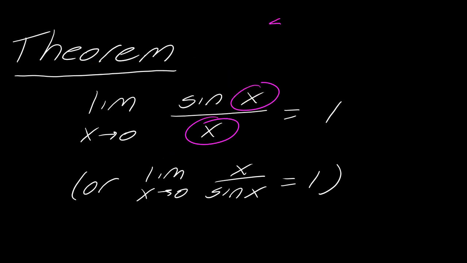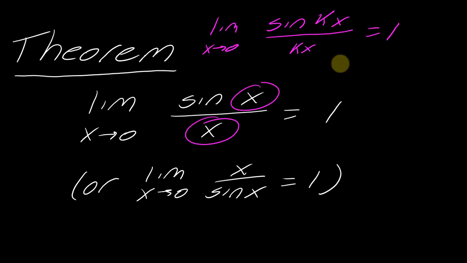To be really, really clear with this, if I had, give me any number you want, k, sine of kx over kx, so if I took this limit as x approaches 0, this would also equal 1. So this is a manipulation I can do that will allow me to use this overall theorem. Basically, as long as these two things are the same, you're golden.